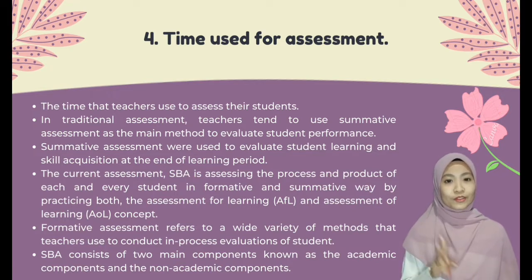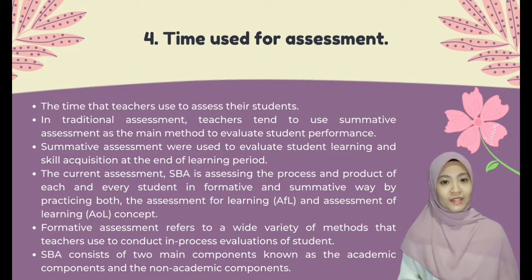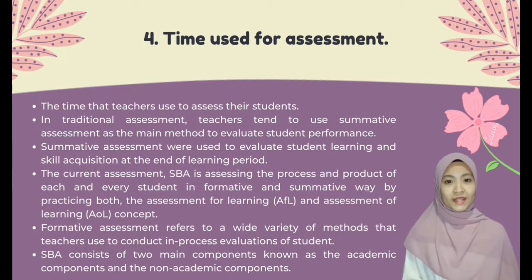SBA consists of two main components known as the academic components, which are school and central assessment, and the non-academic components, which are physical activities, sports, co-curricular assessment, and psychometric assessment. There are not much of a difference in this aspect, yet we can see that the current assessment is the enhanced version of the previous assessment.